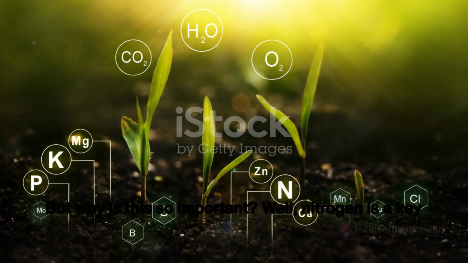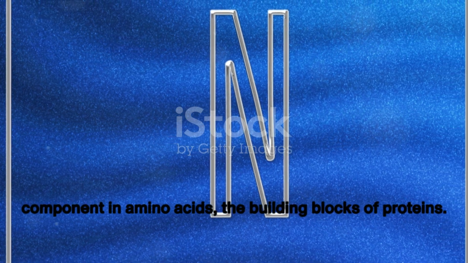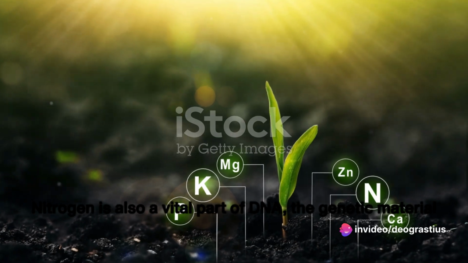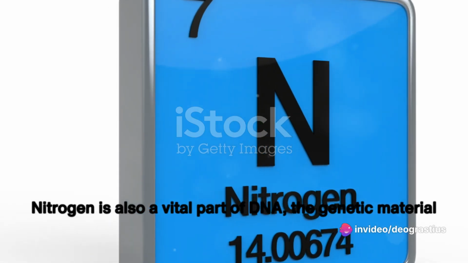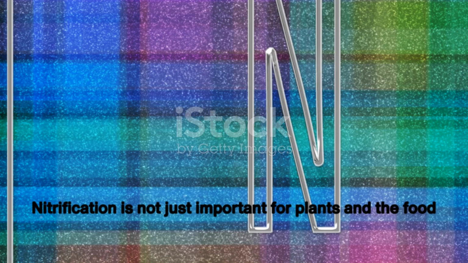But why is this so important? Well, nitrogen is a key component in amino acids, the building blocks of proteins. Without it, plants couldn't grow, and the whole food chain would collapse. Nitrogen is also a vital part of DNA, the genetic material that dictates how organisms will develop and function.